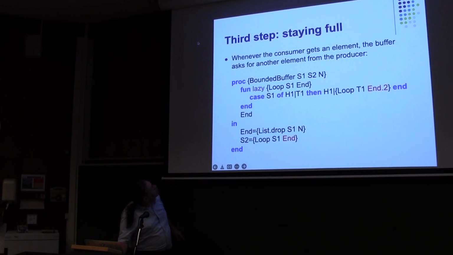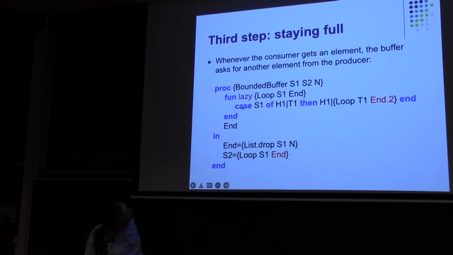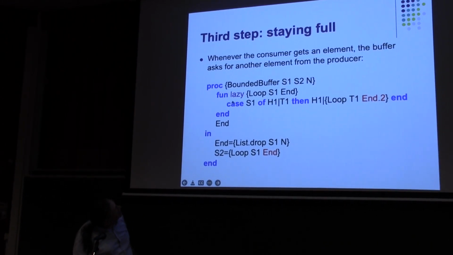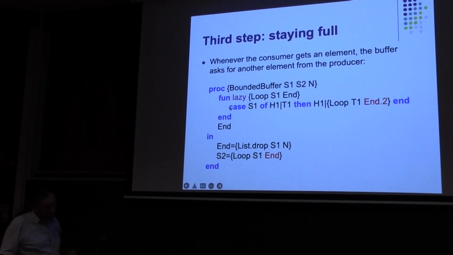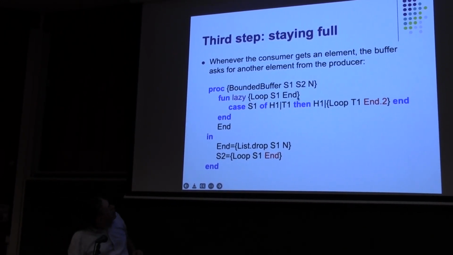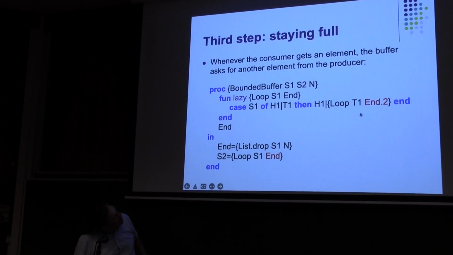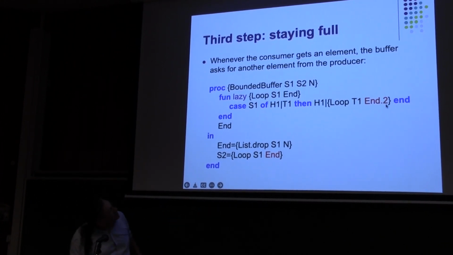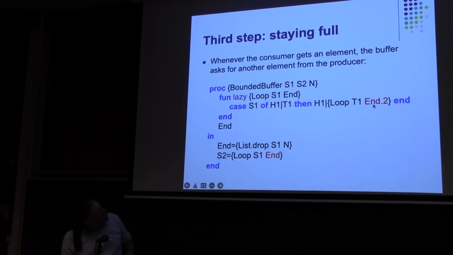Whenever the consumer asks for an element, then this lazy function will execute. The body will run, so this will be activated. Whenever this body runs, that means the consumer has asked for an element. So this run is triggered by the consumer. And what we do here is, end is actually n elements farther down in the list. So we call it with n.2, which goes one step farther. And that's a message to the producer.